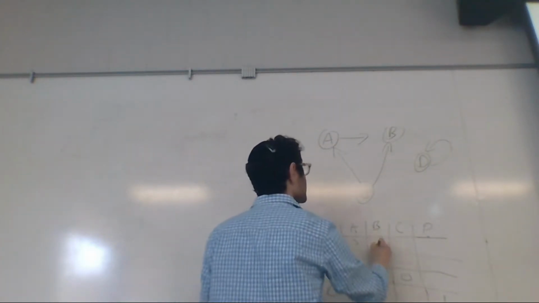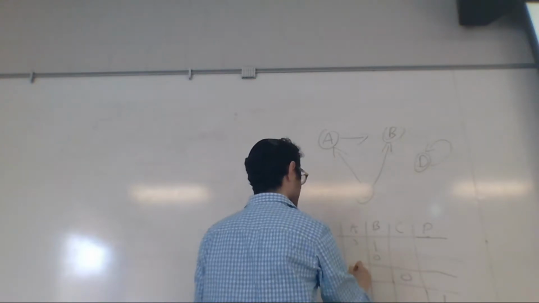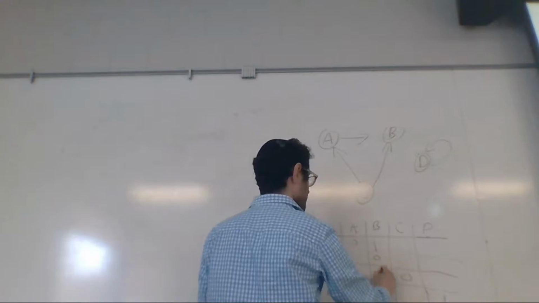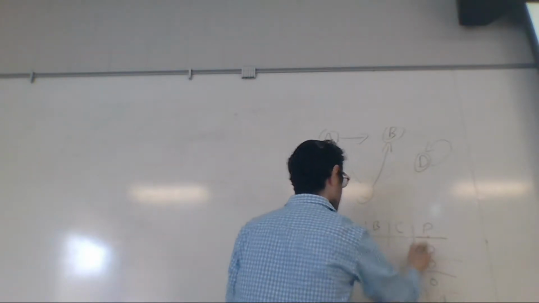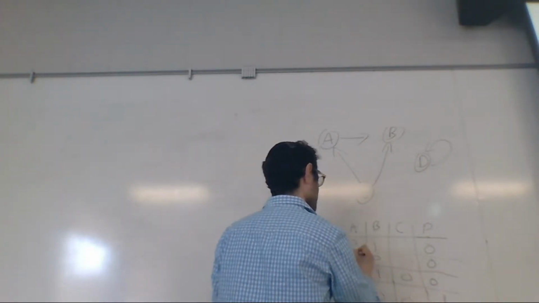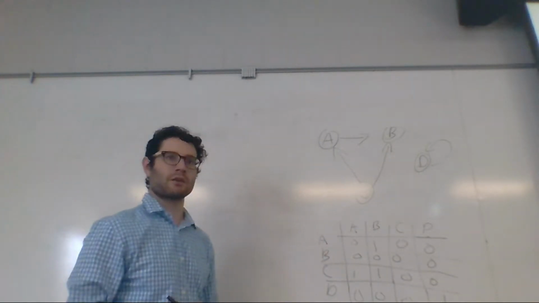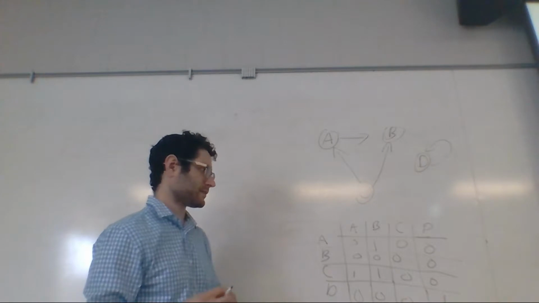A goes to B. C goes to A. And C goes to B. And nothing goes to D. And D goes to nothing. And B goes to nothing else. And so that's what the matrix looks like.